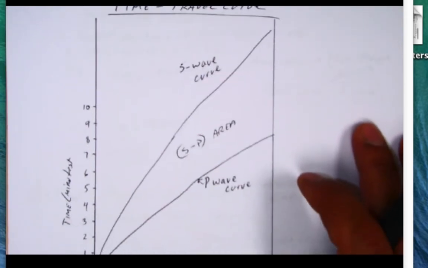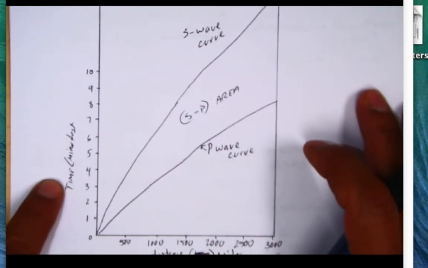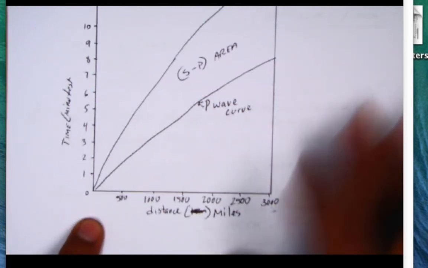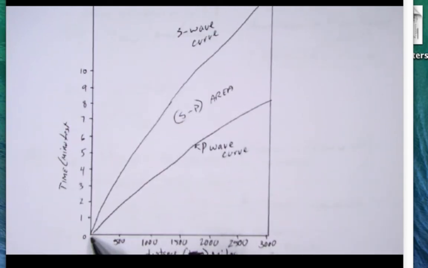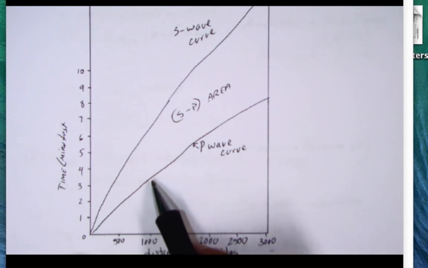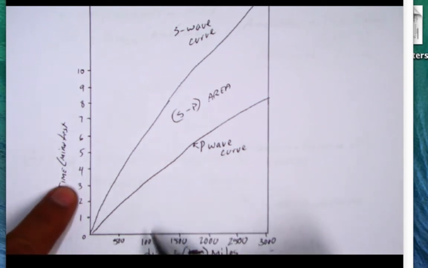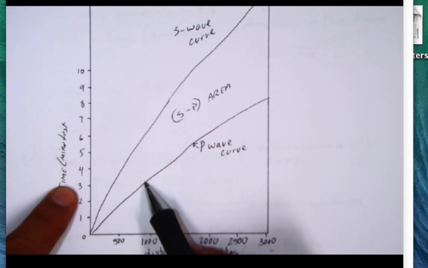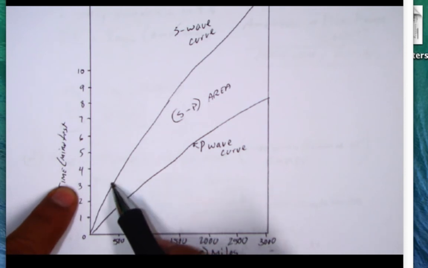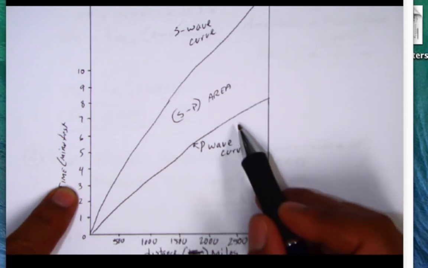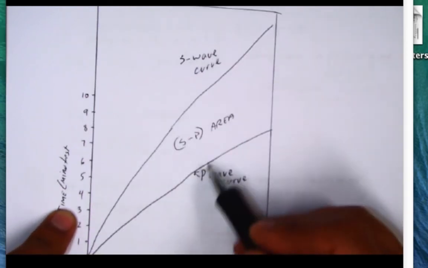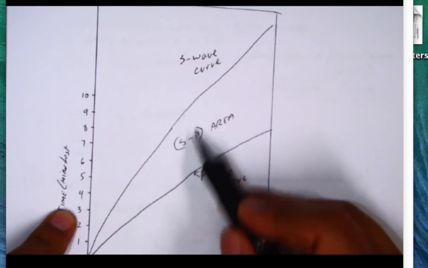What it is, we plot the time on the y-axis here, and then the distance on the x-axis, right? Because the P wave is faster, in 3 minutes it travels about 1,000 miles, whereas in 3 minutes the S wave only travels about 500 miles. You see that? So this curve is for the S wave, and this is for the P wave over here.